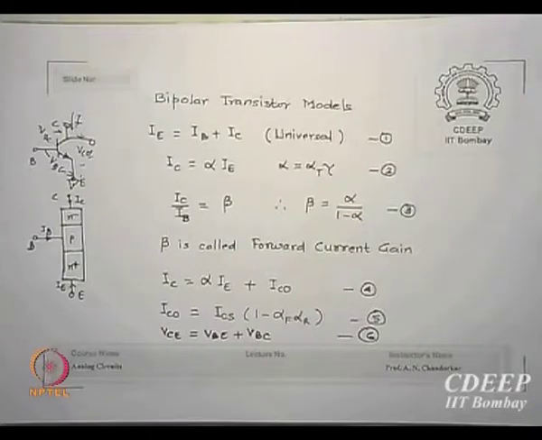In normal active mode, these two voltages VBE and VBC will always add to make your VCE. Is that clear? Normal active mode. So this is something we said last time. Now we go ahead, and we did something more also. We also showed you some figure.